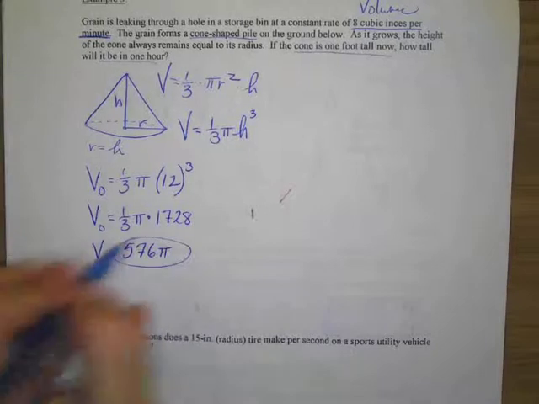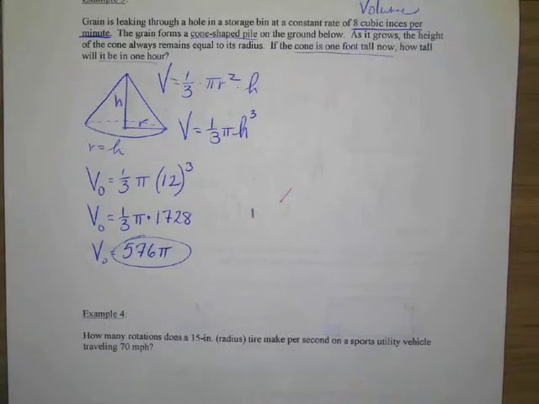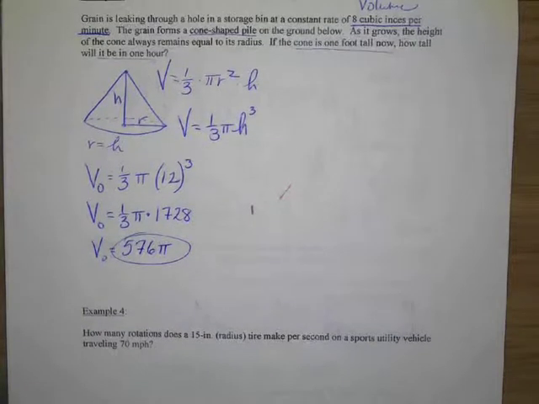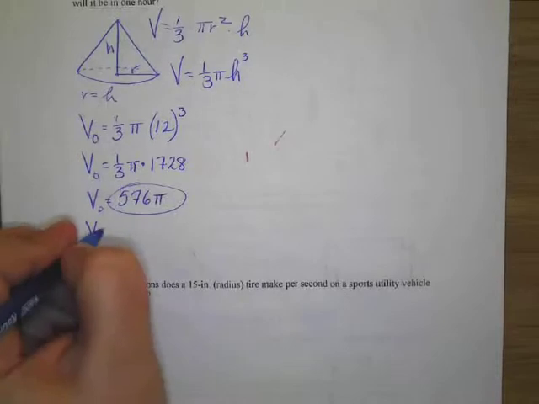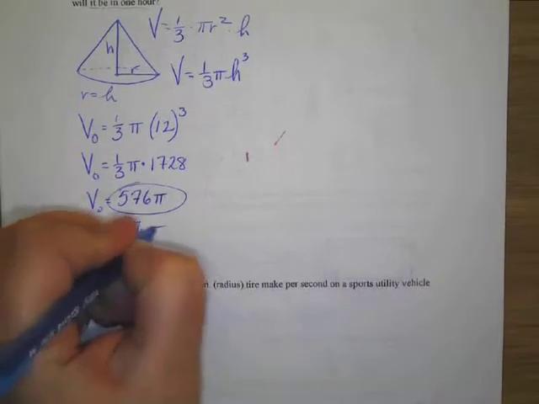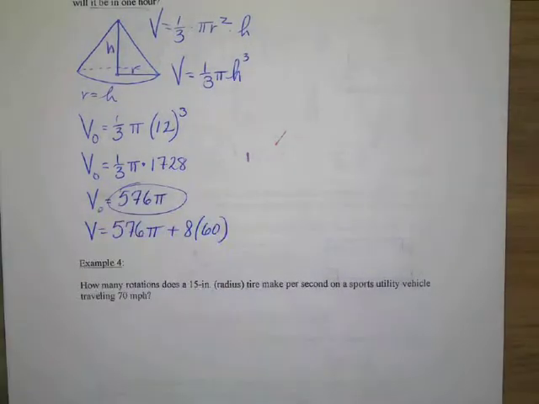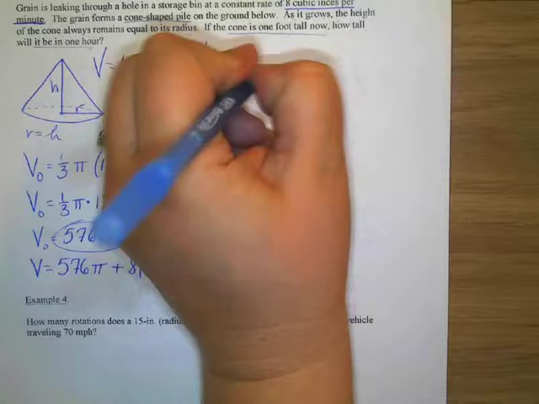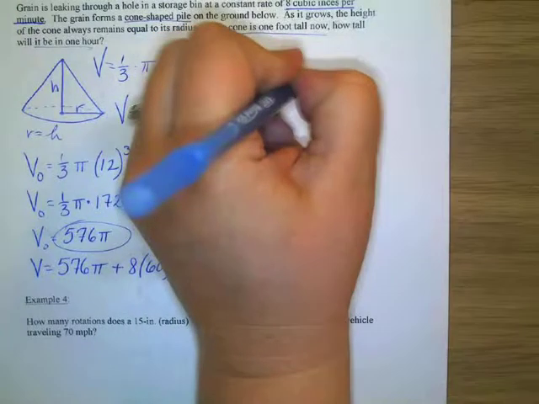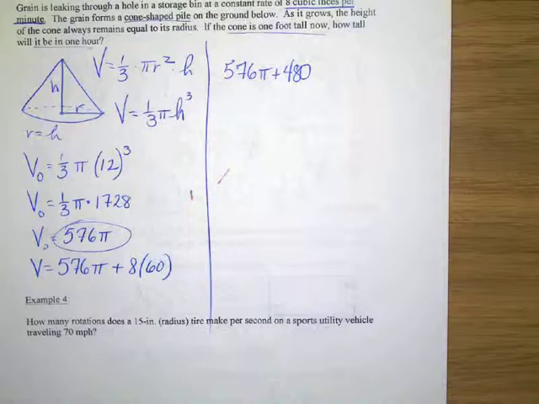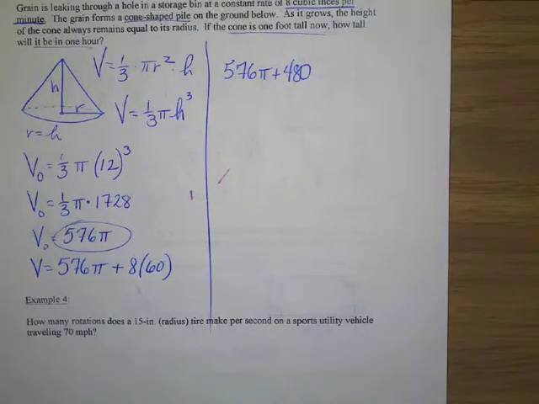So we start with this many cubic inches. Can we figure out how much more we gain? It's 8 cubic inches a minute. So how many more cubic inches do we gain in an hour? 480. How did you get 480? 8 cubic inches times how many minutes? So it's 8 cubic inches a minute, and we looked at it over 60 minutes. So 8 times 60, 480. So this is how much we started with, and we added 480. That is now the current volume of grain in our cone-shaped pile.